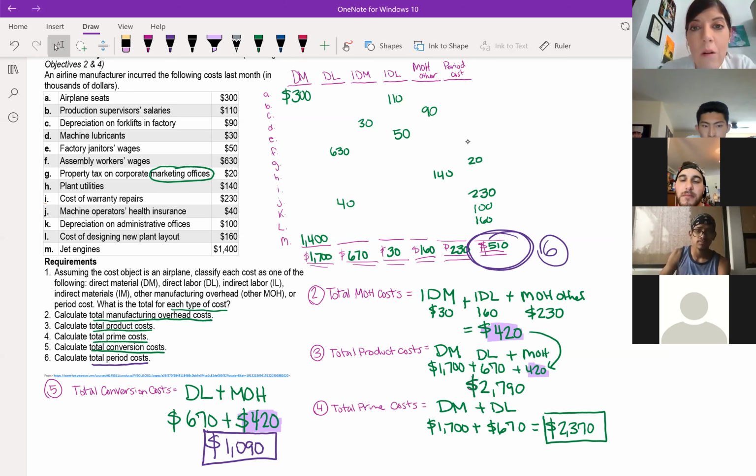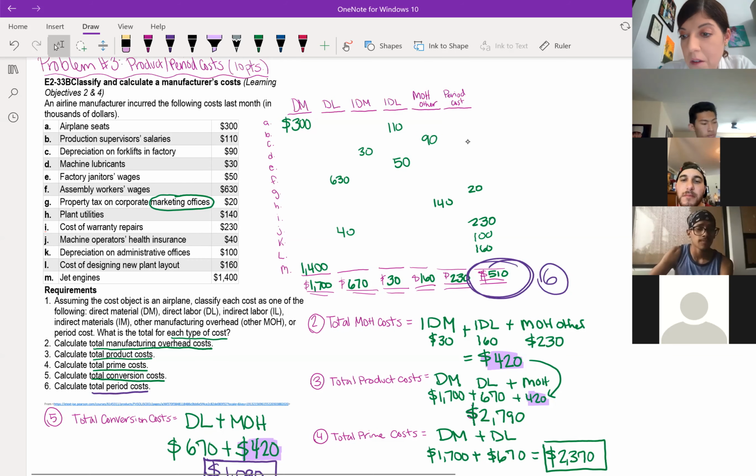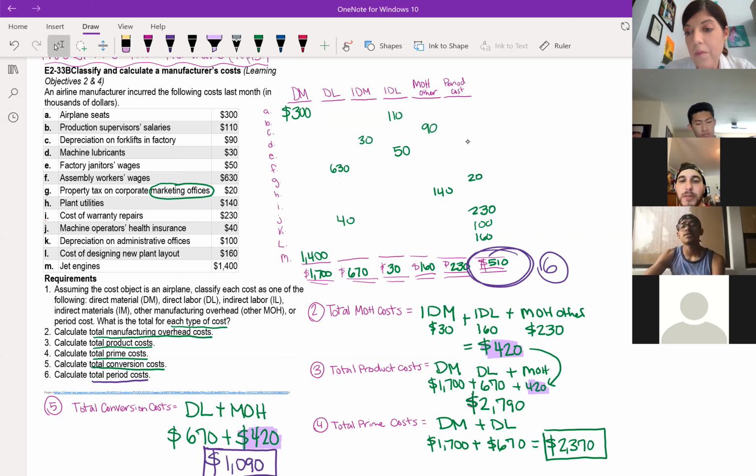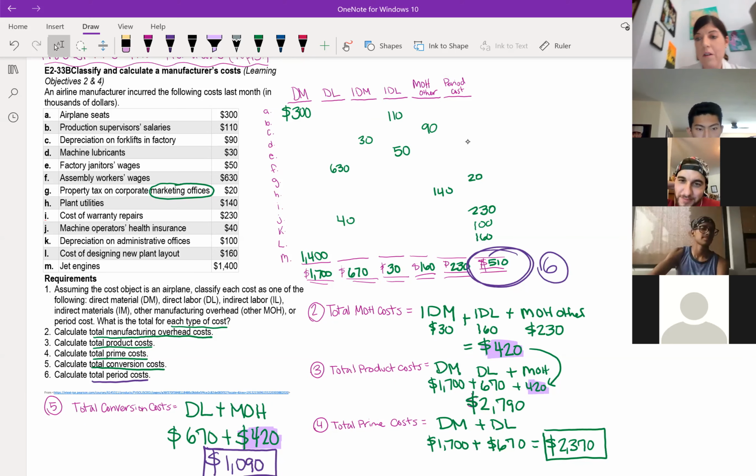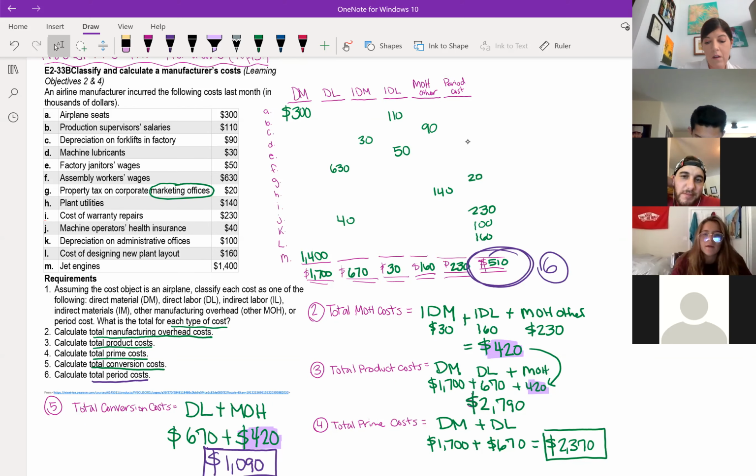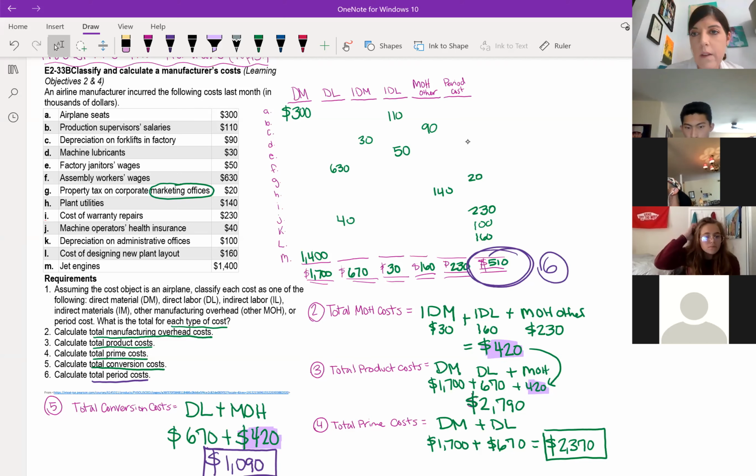Do you find this problem too difficult? Not this one, though. No, I guess the hardest part is figuring out the period costs versus the other ones. Yeah, and it's just practice and knowing that anything that says plant or factory is going to classify as a product cost somehow, and then anything administrative or general is not.